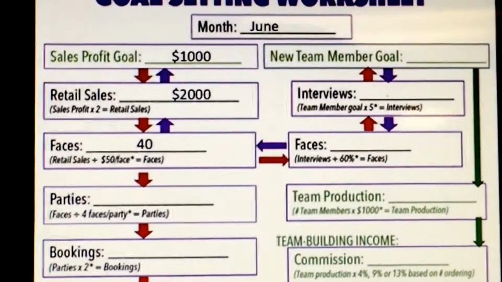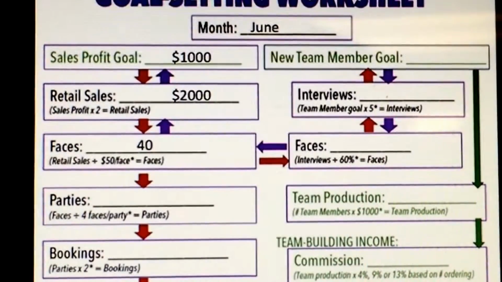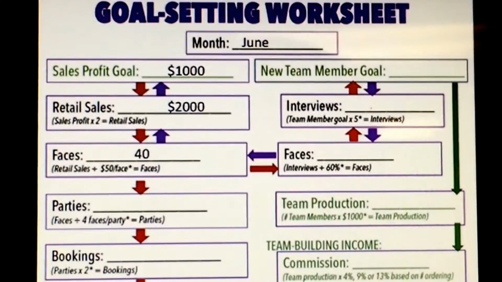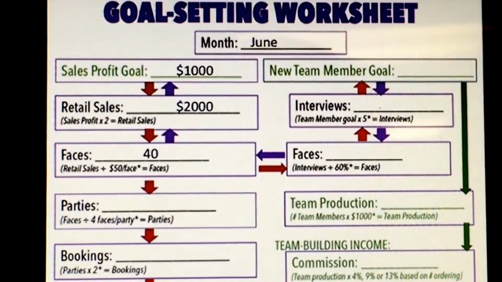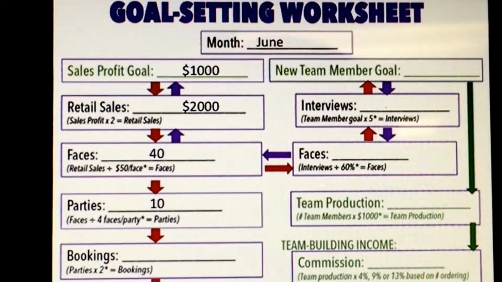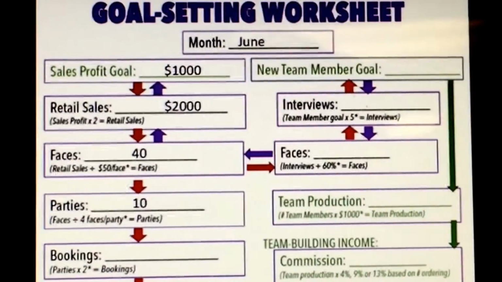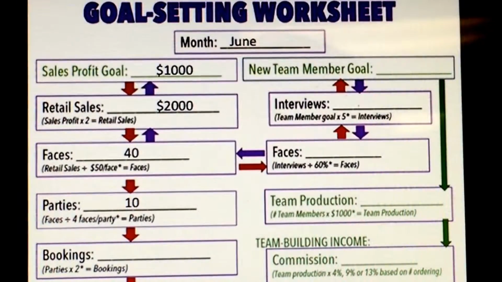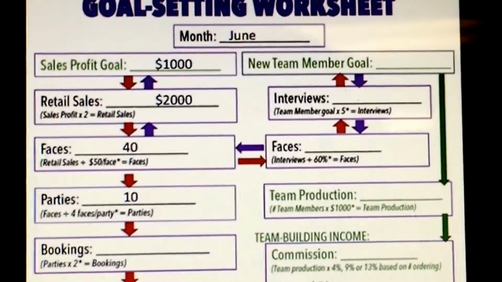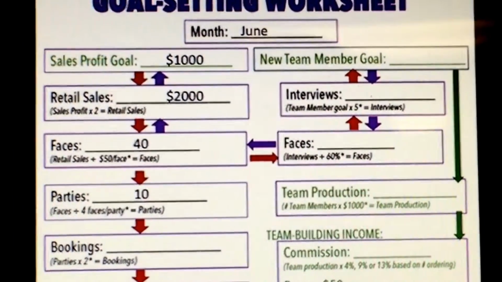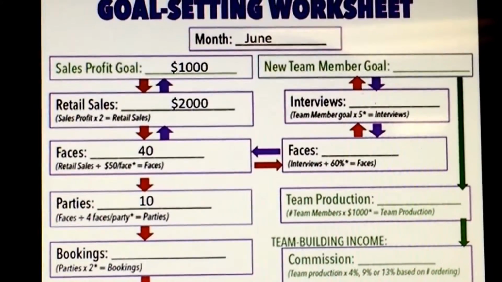Then, how many parties do you need to hold in order to do 40 faces? Again, you can do 40 appointments, or if you use the average of 4 faces per party, then it's probably about 10 parties, okay? So think about that in a month. 4 weeks in a month, that is what? Like 2 to 3 parties per week. Not so bad.